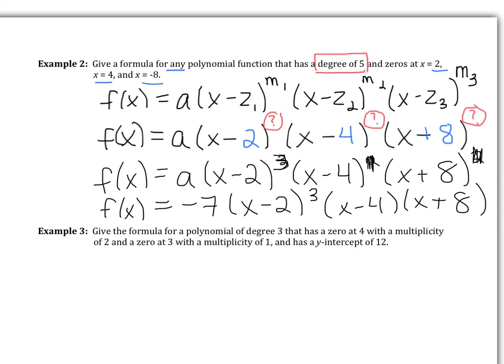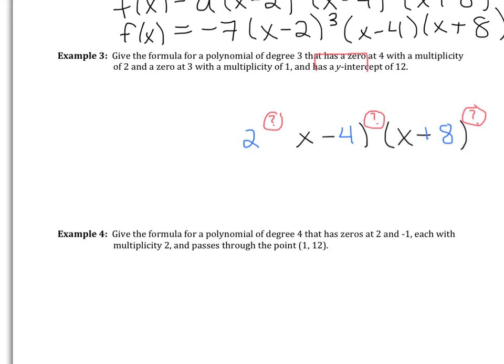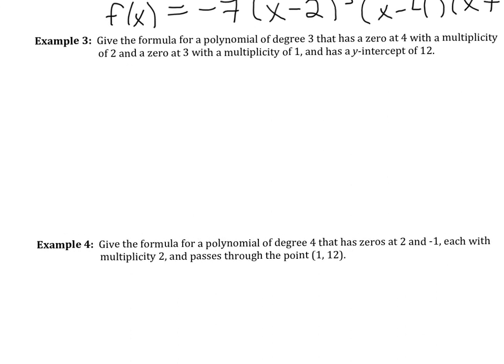This is just one option, so you do you. All right. Okay, example 3. Give the formula for a polynomial of degree 3 that has a 0 at 4 with a multiplicity of 2, and a 0 at 3 with a multiplicity of 1, and a y-intercept of 12. Okay, now more information. All right, so it looks like we only have 2 zeros.